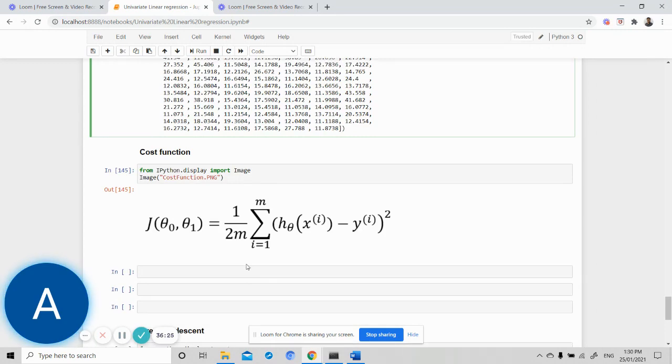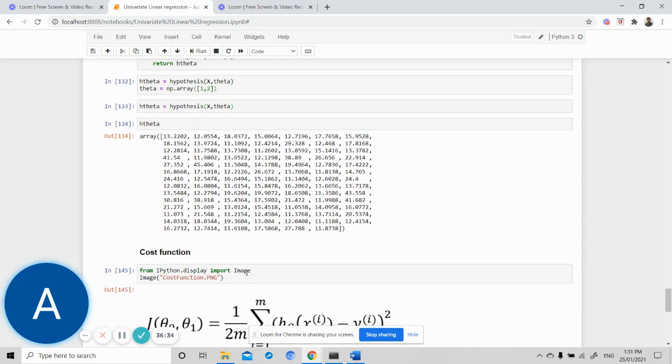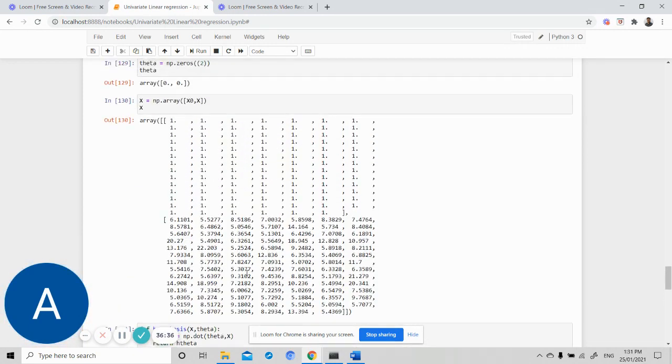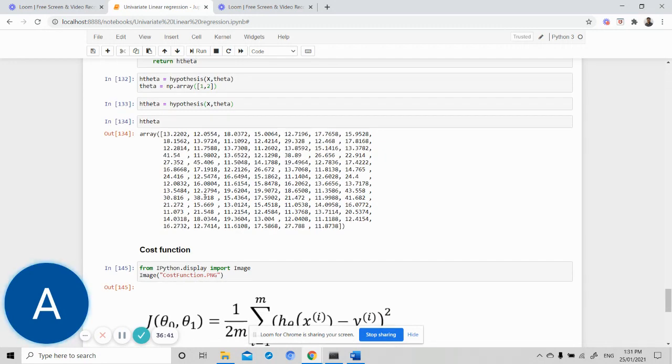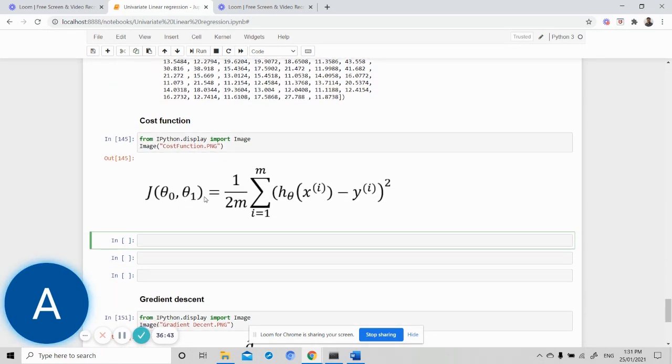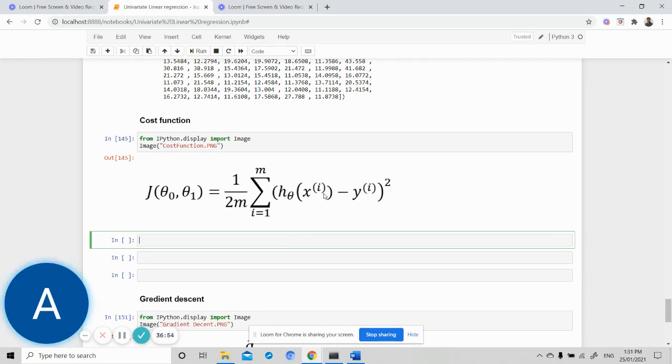Let's write the cost function. The cost function is the error, how much error we will get when we implement a linear regression model. The hypothesis is our initial hypothesis, how we get the univariate linear line, and the cost function is how much error we get in the model. So this is my equation. Right now we have calculated the hypothesis, which is h of theta.